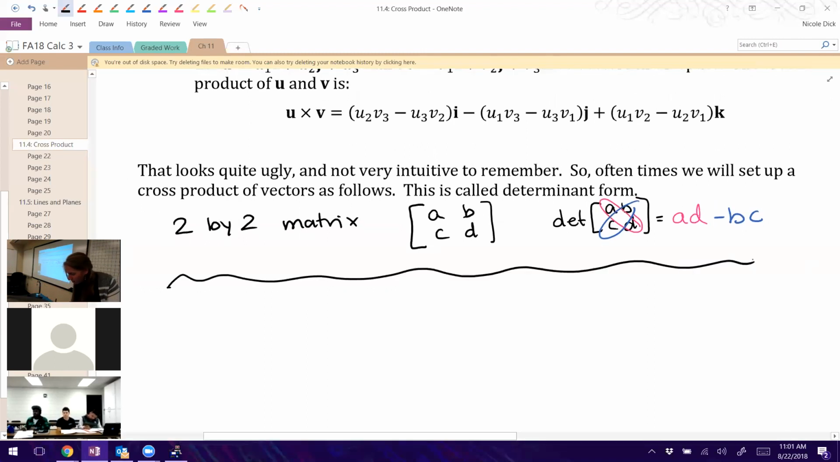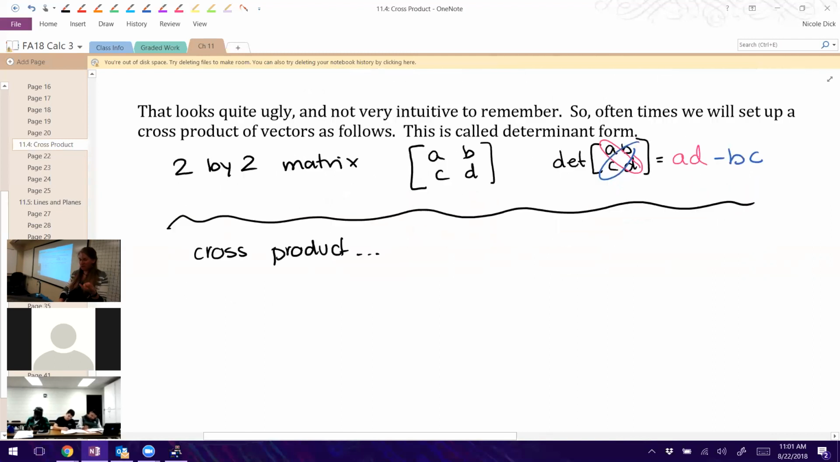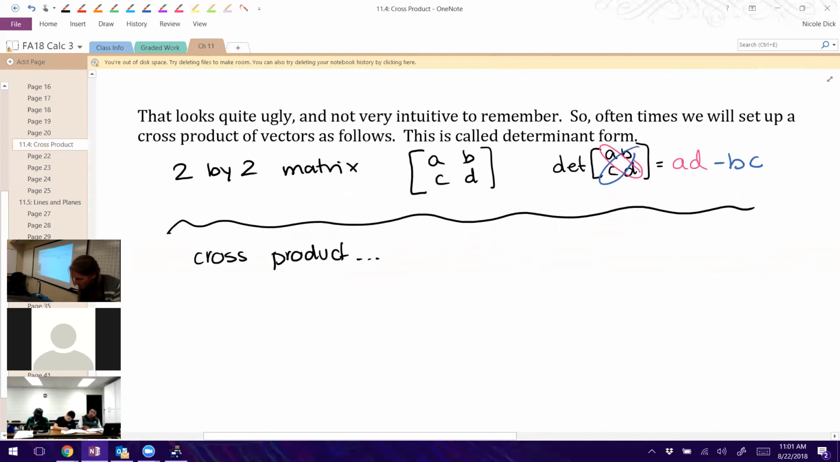For our case, another way we can think about where the cross product comes from is that we are not working with a 2x2 matrix. We just said we're working with 3 dimensions here. So we're going to make a 3x3 matrix, which means we have 3 rows and 3 columns. Across the very top row, we're going to put those standard unit vectors, I, J, and K.